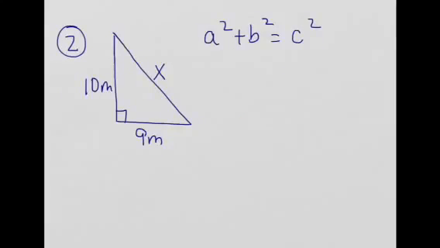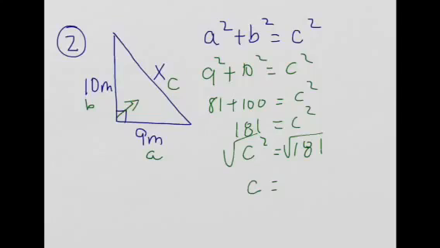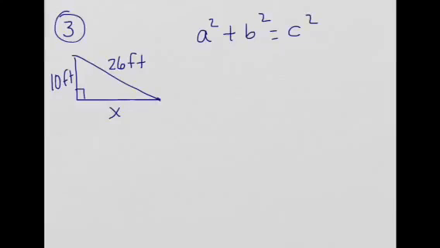Alright, Pythagorean Theorem again. Smallest side is A, medium side is B, longest side is C, which is across from the right angle. 9 squared plus 10 squared equals C squared. 81 plus 100 is equal to C squared. 181 is equal to C squared. Is the variable on the left? No, so we're going to post-it note it. C squared is equal to 181. Take the square root of both sides. So C is going to be equal to 13.5 meters.